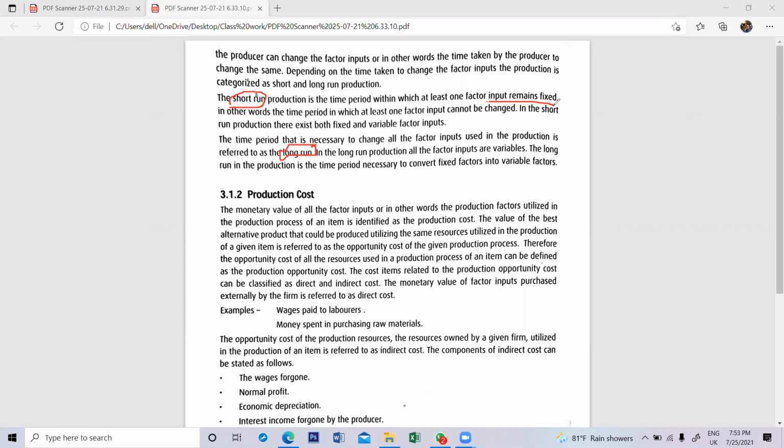In the next one, long run. So in the long run, of course, production is increased as usual, but the firm increases all the factors, as I told you, fixed factors and variable factors, in order to increase the production. It is called long run. So in the long run, all the factors are variable, no more fixed resources or factors like capital.